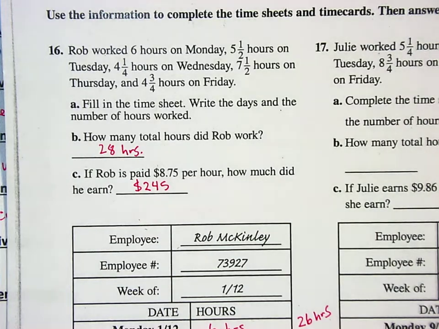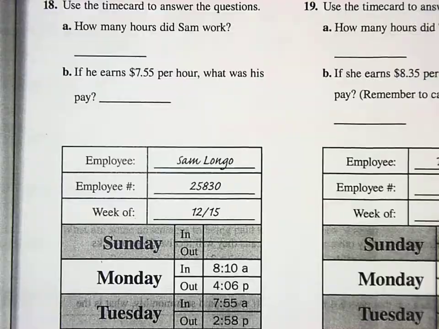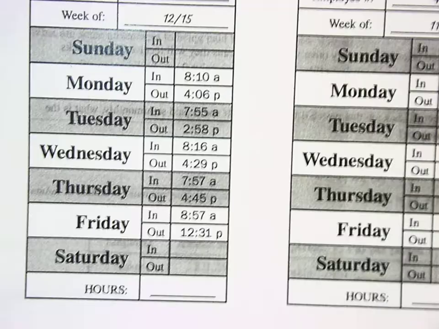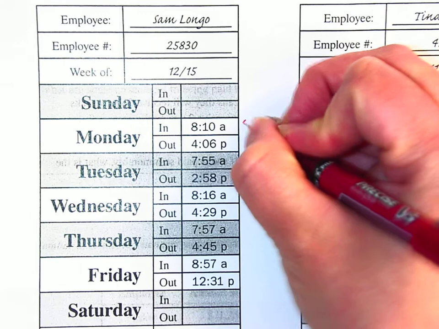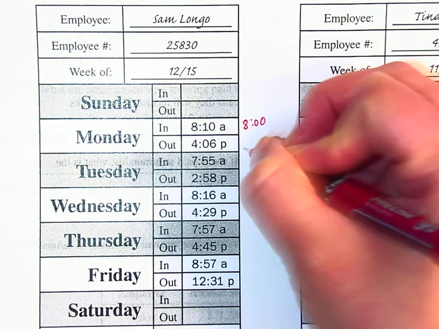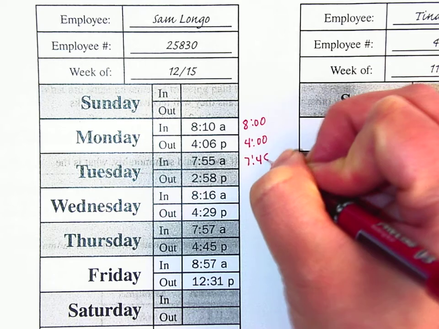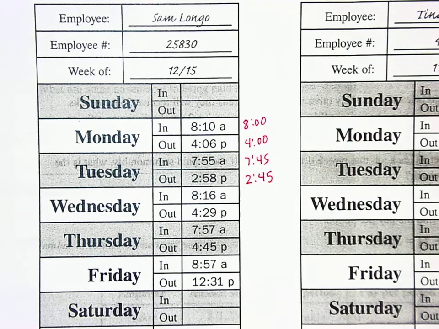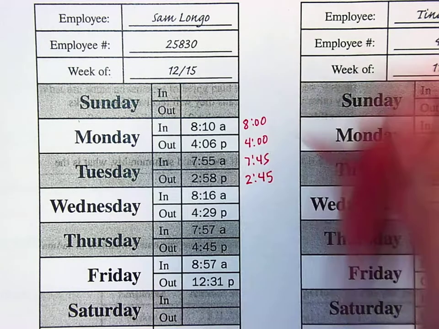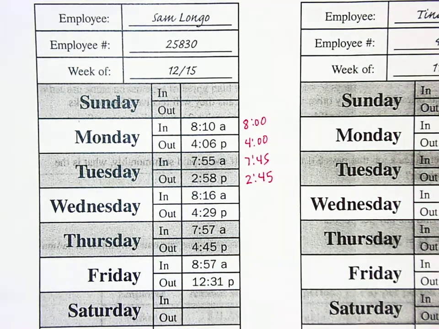Okay, now on the second page, I'm not going to do one of these with you, but I do want to talk about it quick. You have to figure out how many hours they worked. Make sure that on these you're also rounding down. So this is from 8 o'clock to 4 o'clock. This one is 7:45 to 2:45. So make sure you're rounding down when you're figuring out how many hours for each one, and then you write down how many hours for each day and then subtotal them at the bottom. All right, good luck, guys.